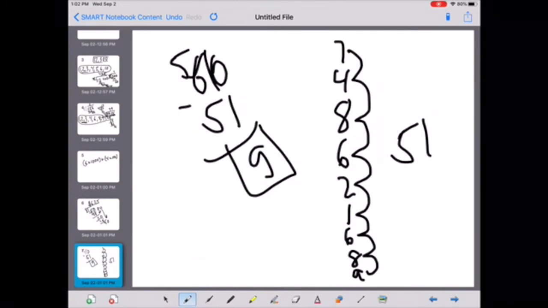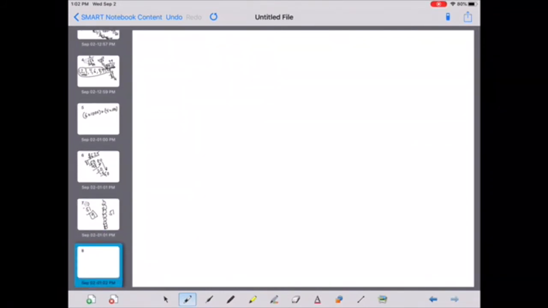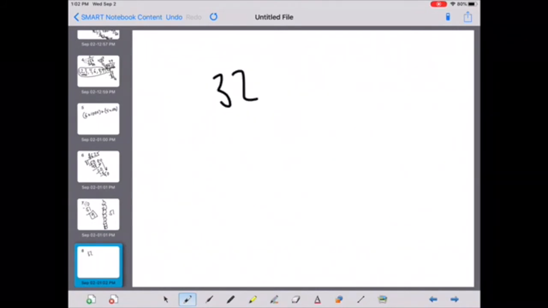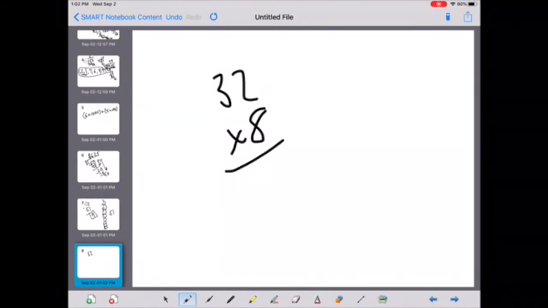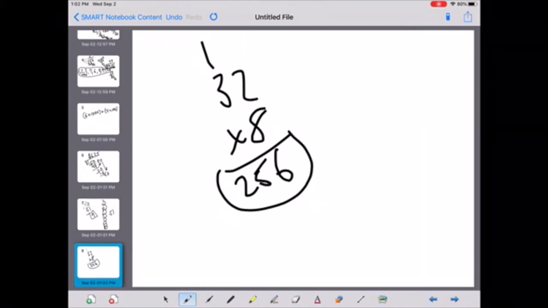Turn your answer key over. We got number 16. In number 16, I'm missing the dividend on the top. When you're missing the dividend, it means you multiply. So I have 32 times 8. 16, carry the 1, 24 plus 1 is 25, gives me a 256.